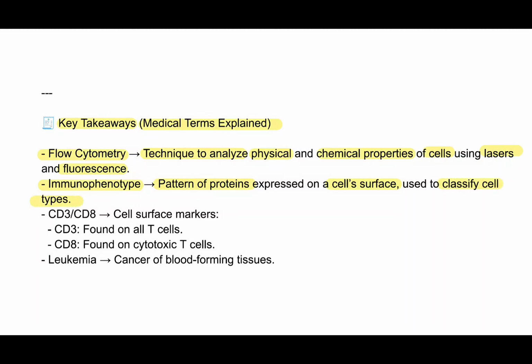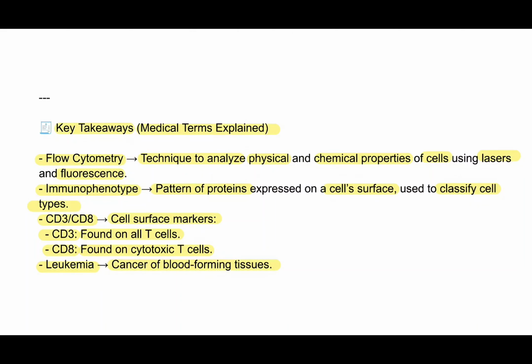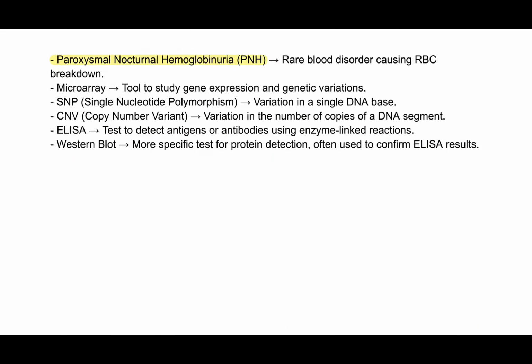CD3 and CD8 are cell surface markers. CD3 is found on all T cells. CD8 is found on cytotoxic T cells. Leukemia is cancer of blood forming tissues. Paroxysmal nocturnal hemoglobinuria or PNH is a rare blood disorder causing RBC breakdown. In this disorder, red blood cell breakdown takes place at night.